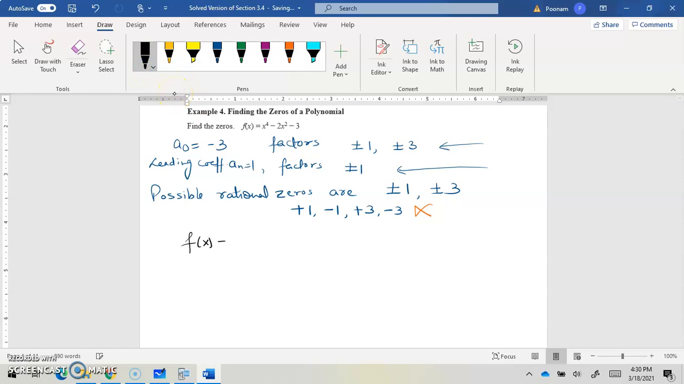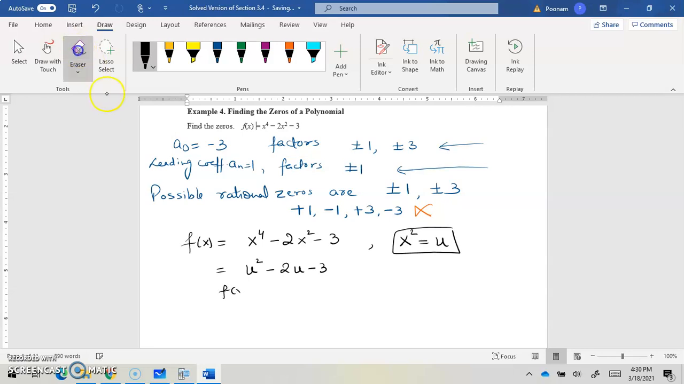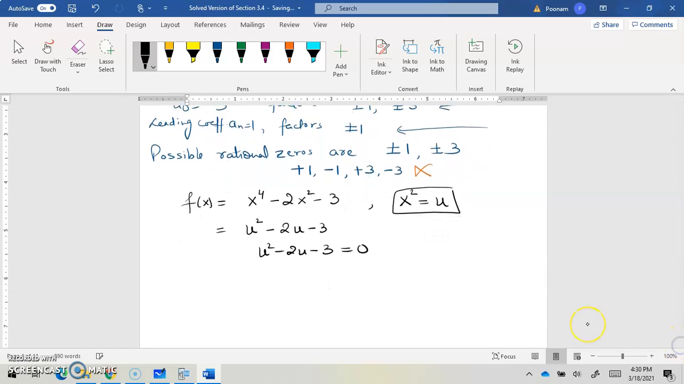Let's write the polynomial function one more time: x raised to power 4 minus 2x square minus 3. If I replace x square by u, then this looks like u square minus 2u minus 3, which is just a quadratic function. So we have to find the zeros of u square minus 2u minus 3 equal to 0. What are the zeros of that?